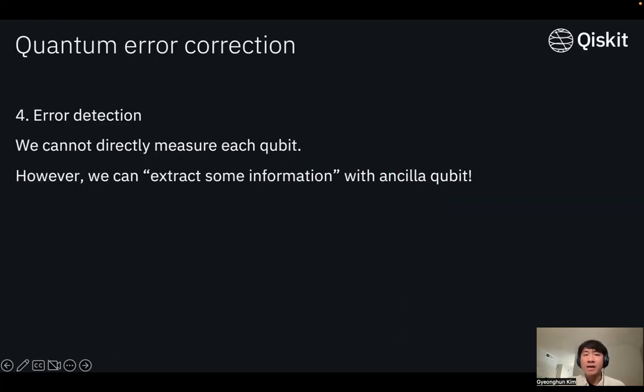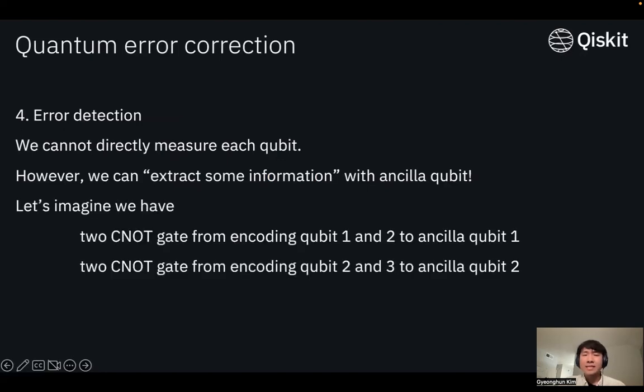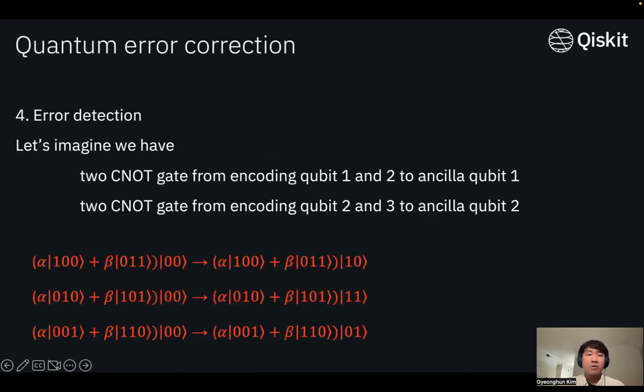So how can we detect this kind of error? As I told you, we cannot directly measure each qubit. So we have to use another way. In this correcting method, we will tell you about the method using some unselect qubits. Let's imagine we have 2 CNOT gates from encoding qubit 1 and encoding qubit 2 to unselect qubit 1, and also another CNOT gate from encoding qubit 2 and encoding qubit 3 to unselect qubit 2. Then after these 4 CNOT gates, our final state will be changed from the left-hand side to the right-hand side.